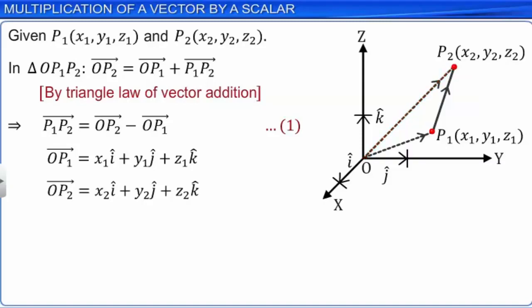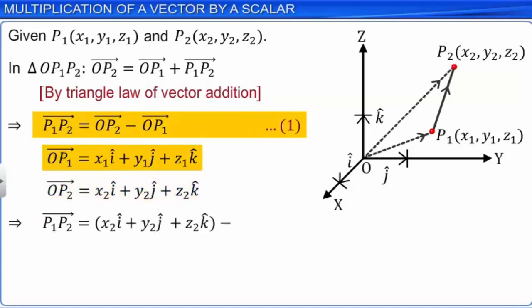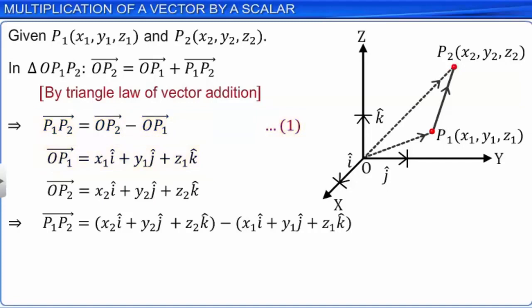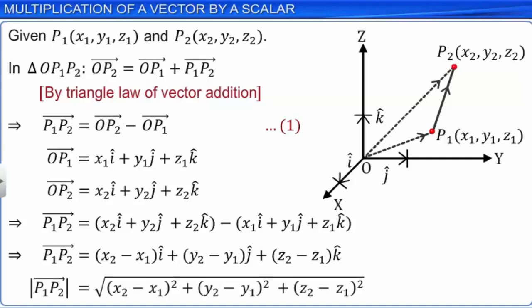Let us substitute the component forms of vectors OP1 and OP2 in equation 1. On simplifying, we get vector P1P2 as shown here. The magnitude of vector P1P2 is given by the square root of the sum of the squares of its scalar components x2 minus x1, y2 minus y1, and z2 minus z1.